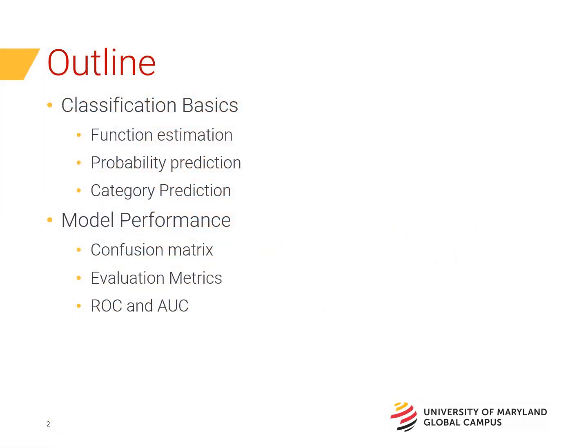At its core, classification is all about assigning instance or data points to predefined categories based on their features. This could be anything from determining whether an email is spam or not, to identifying the species of a plant based on its characteristics. Under the hood, classification models typically employ two key approaches: function estimation and probability prediction. Function estimation involves learning a mathematical function that maps input features to output categories, while probability prediction focuses on estimating the likelihood of an instance belonging to each possible category.